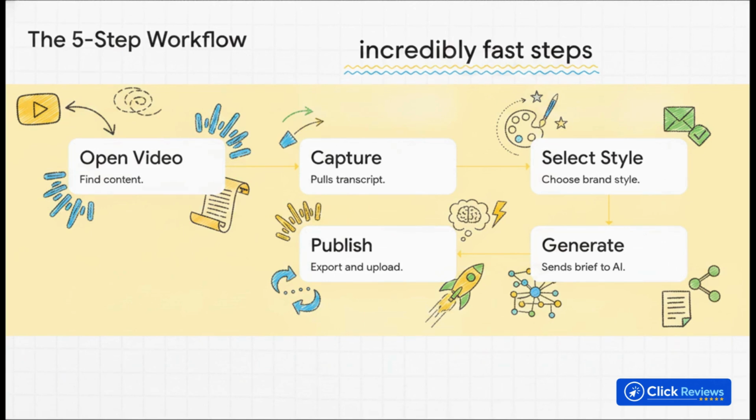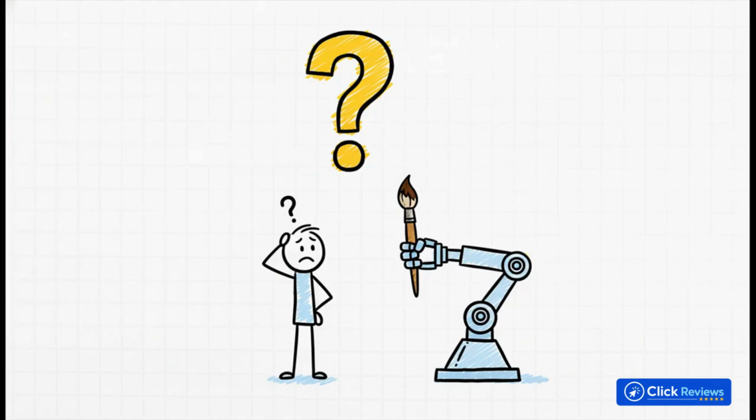First, you open a YouTube video. Next, it captures the transcript automatically. Then, you pick your brand style, generate the brief straight to ChatGPT, and finally, publish. The big claim here is that this takes you from watching a YouTube video to having a finished infographic brief in just seconds. Okay, hold on.